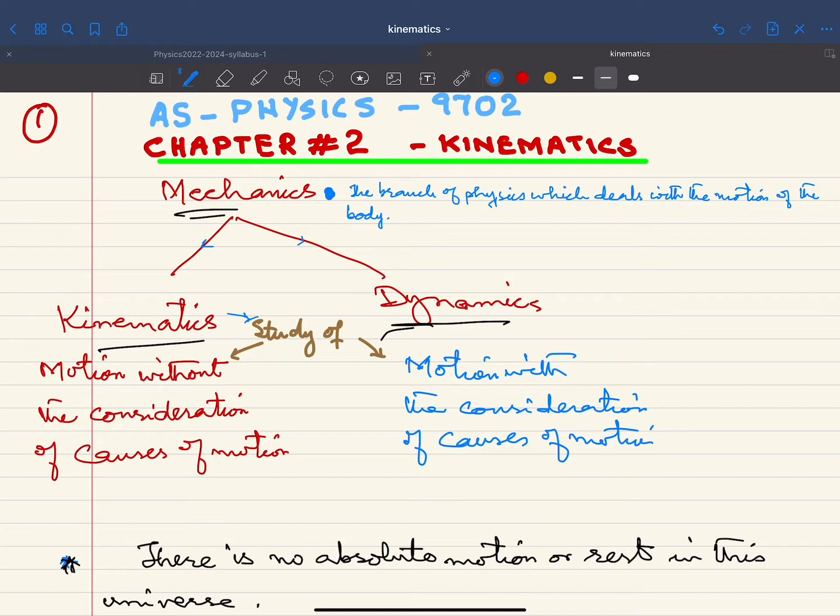But when we come to dynamics, you have to consider the motion of bodies with the consideration of the causes of motion. Yani in that case, you will consider the forces and so on. But for the time being, we are starting from kinematics.